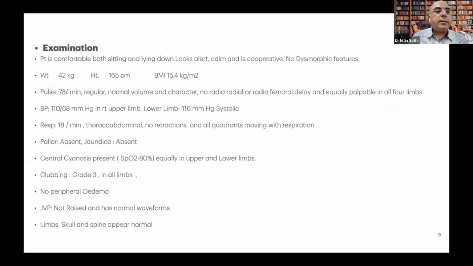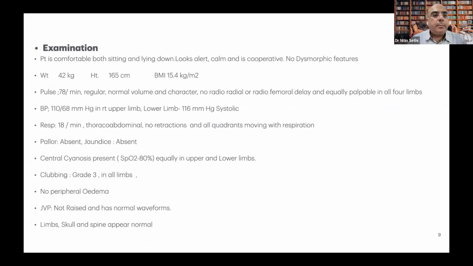So on general examination, the patient was comfortable both sitting and lying down. She looked alert, calm, and cooperative. There were no dysmorphic features. She weighed 42 kilos and height of 165 centimeters. So BMI was 15.4, which is in the underweight category.